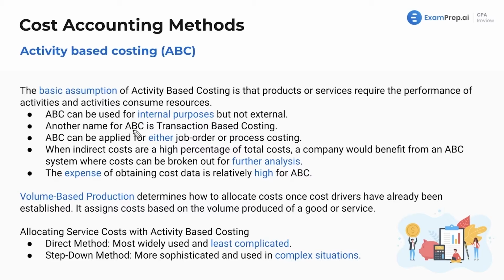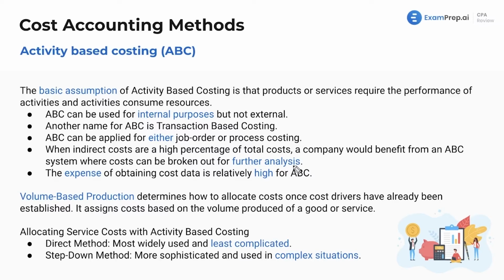Another name for activity-based costing is transaction-based costing. Not much to do there other than know that. ABC can be applied for either job order or process costing, what we just talked about, right? So we can use this process, which we will see and go over questions with either process or job order. When indirect costs are a high percentage of total costs, a company would benefit from an ABC system where costs can be broken out for further analysis.